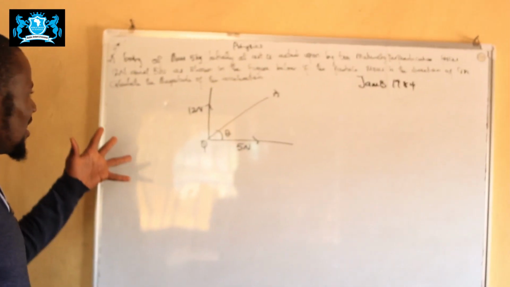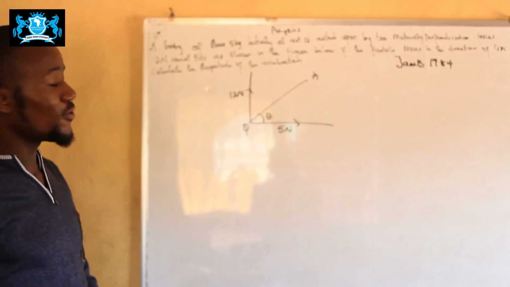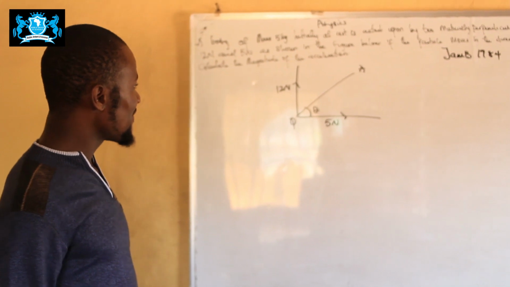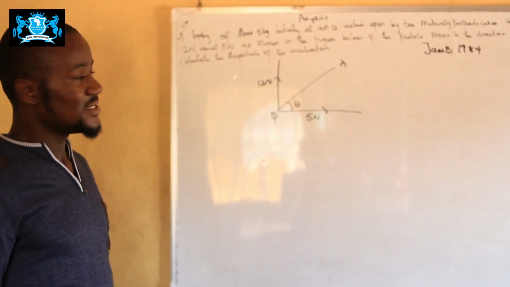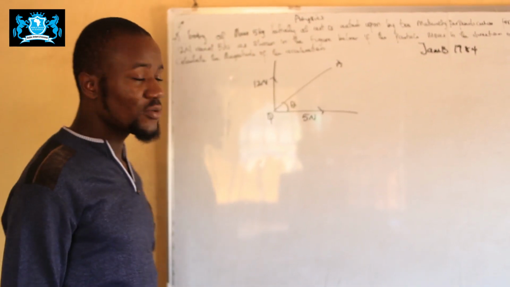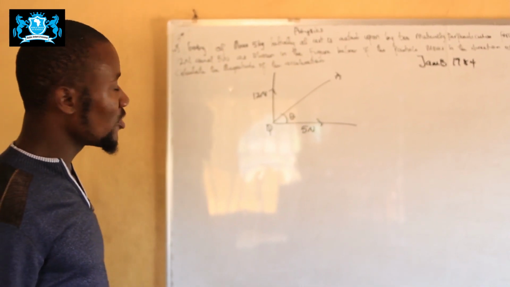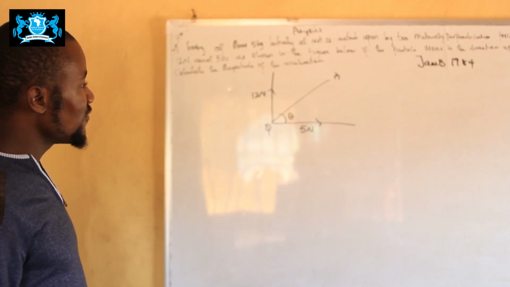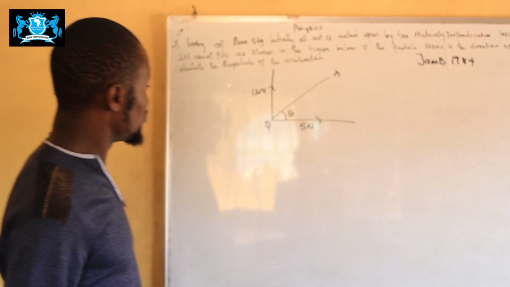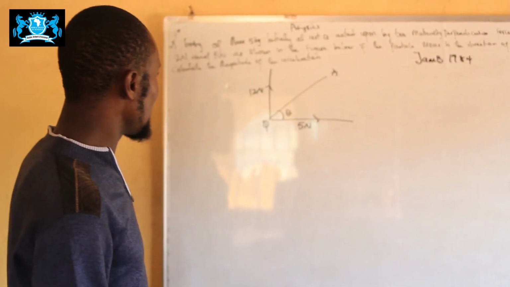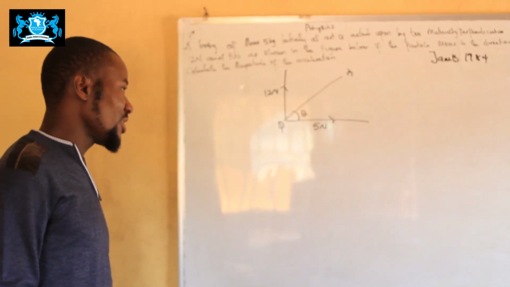and physics. And let's look at this JAMB question 1984. It says a body of mass 5 kg initially at rest is acted upon by two mutually perpendicular forces, 12 Newton and 5 Newton, as shown in the figure below. If the particle moves in the direction of curve A, then calculate the magnitude of the acceleration.